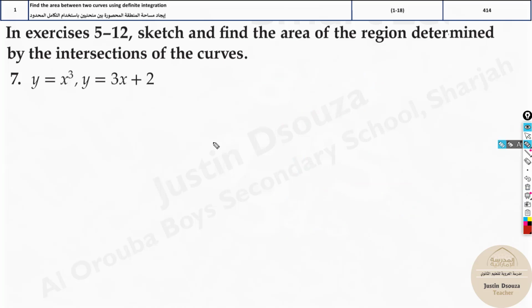Let me do this one because it's cubic, right? So here what you do is you just equate y is equal to y. That is x cubed is equal to 3x plus 2. Let us rearrange this. Let's bring everything to the one side. It will be x cubed minus 3x minus 2 equals 0.